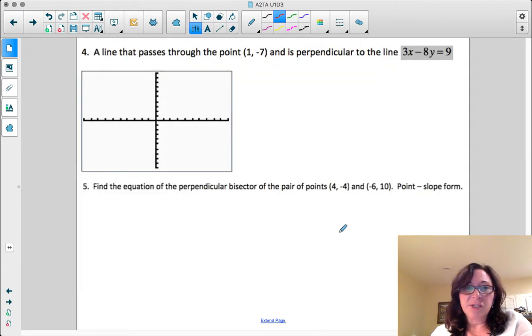The last problem is a line that passes through the point 1, negative 7. So here's 1, negative 7 down here, and is perpendicular to the line here. Now this is the key to this problem.